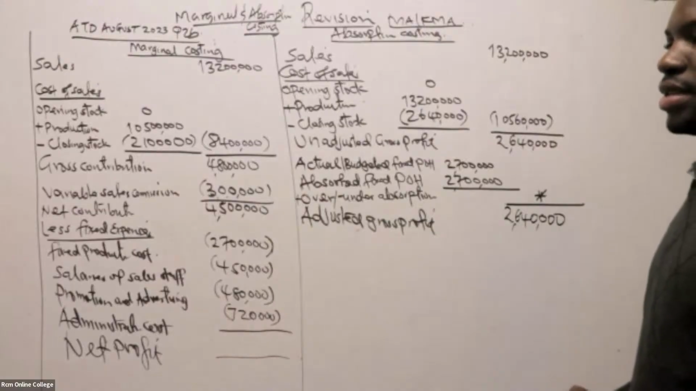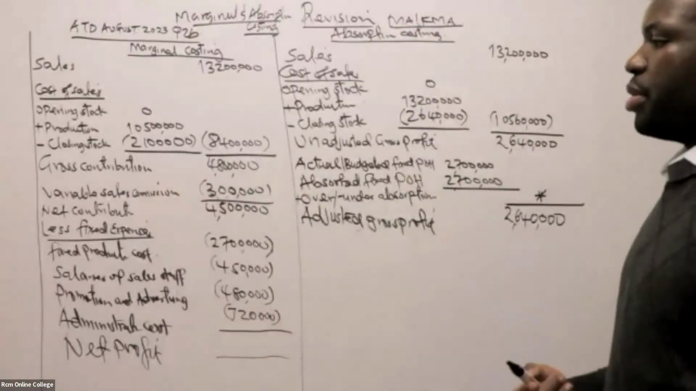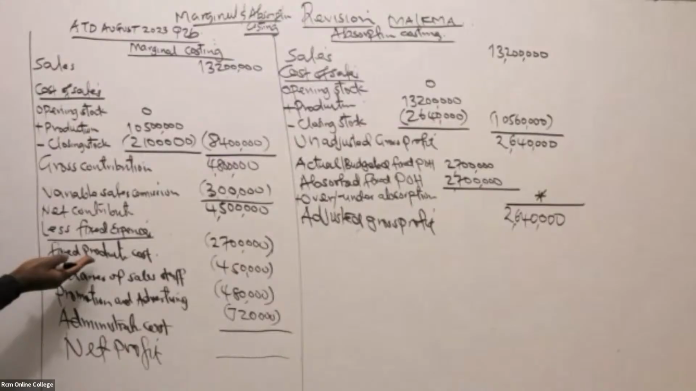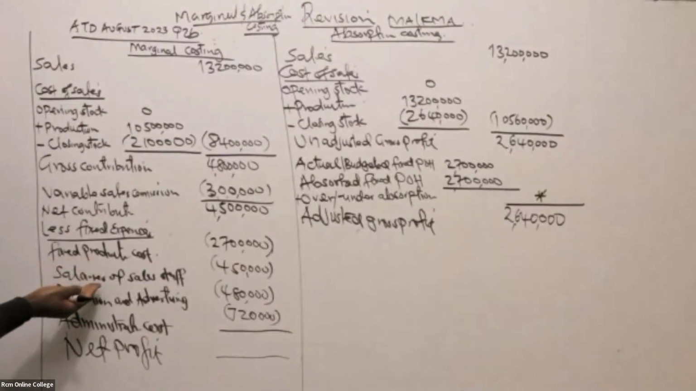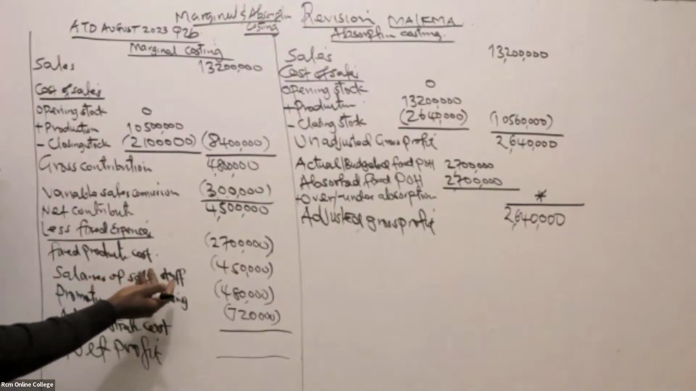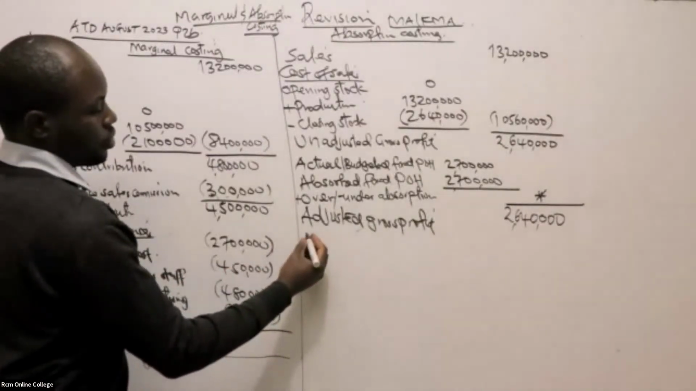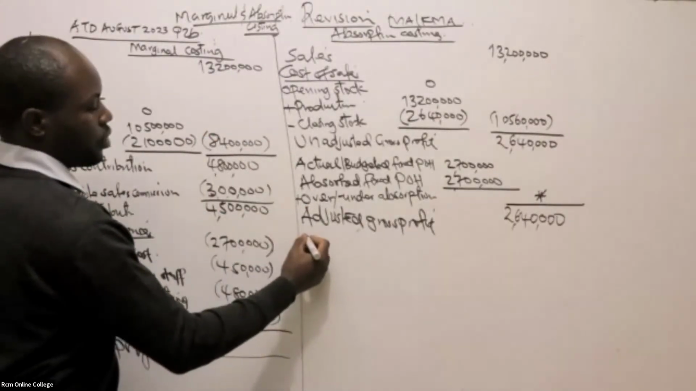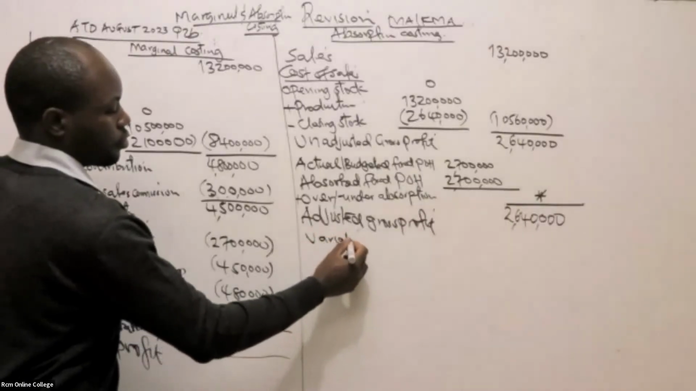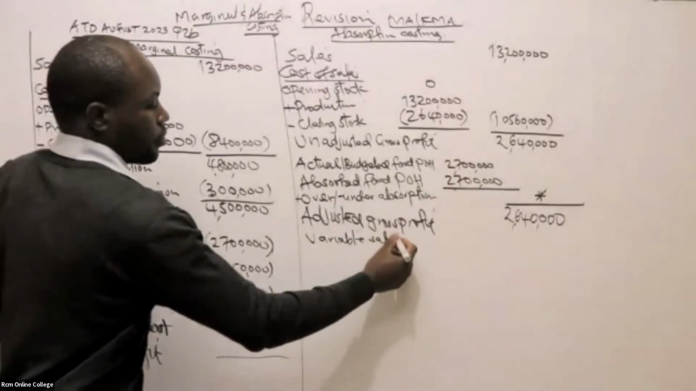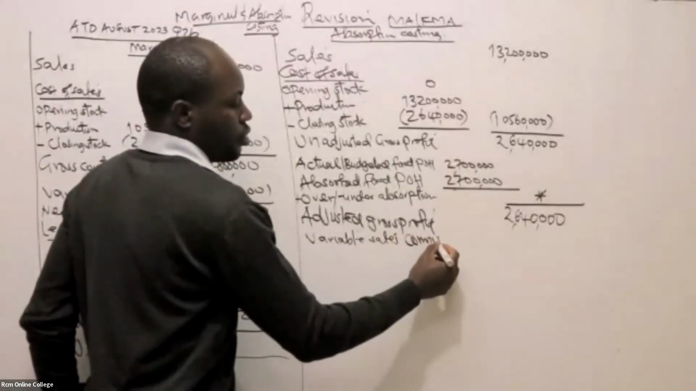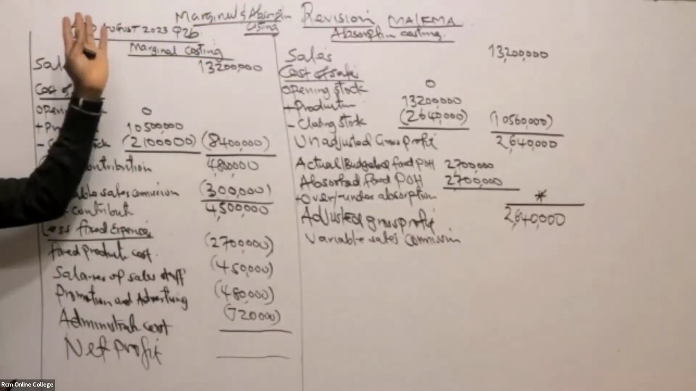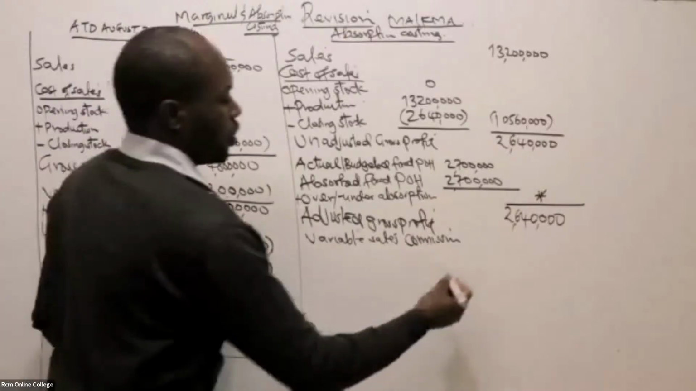Good. After doing that, the other items will come, copy and paste. For example, the fixed production overheads have been taken care of, so we don't need to bring it here. Go to salaries of sales staff. We start with the variable sales commission. It will not be affected because the number of units sold is the same under each method. So the variable sales commission, 300,000.